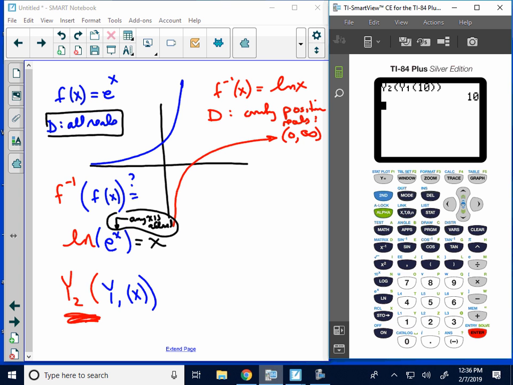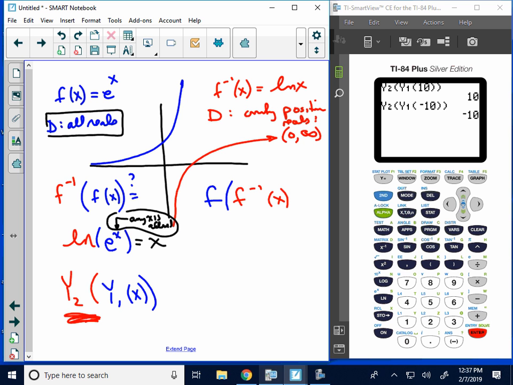I can put in negative numbers. You should be able to recall this. Second enter recalls it, and then let me arrow over and change that to a negative 10. And once again, I get negative 10. So the log and the exponential are inverse functions. Now, suppose I wanted to do the other one. Suppose I wanted to do f of f inverse of x.